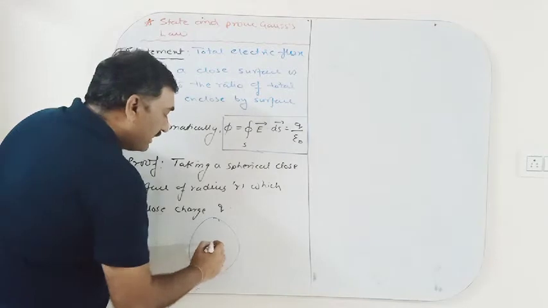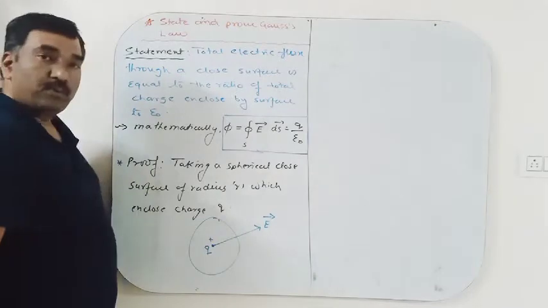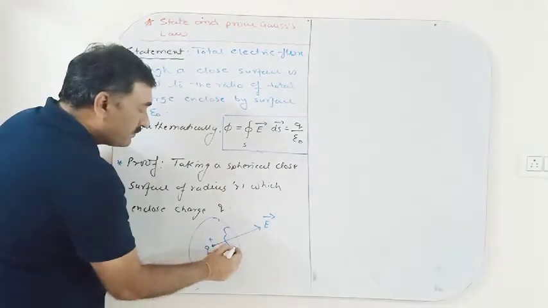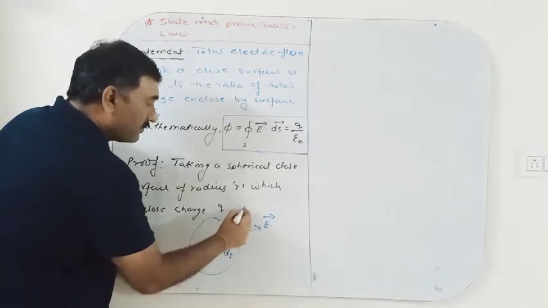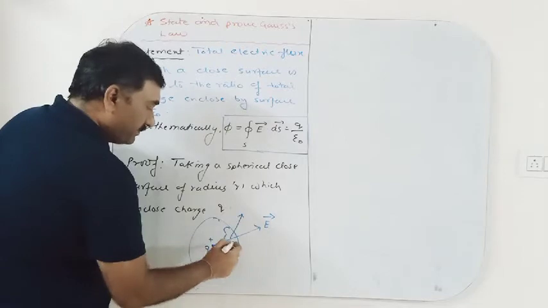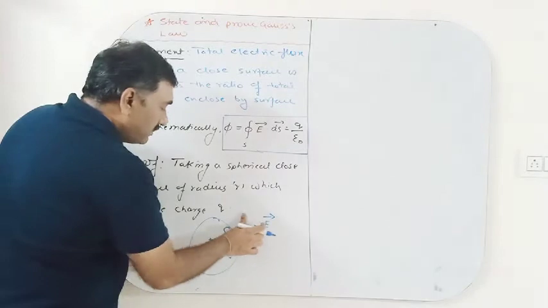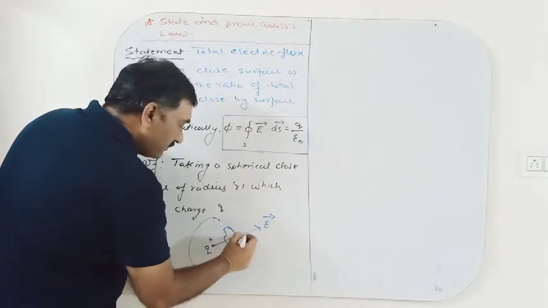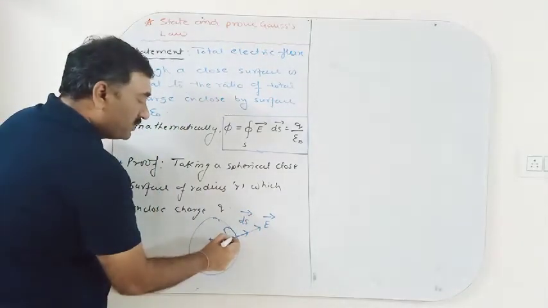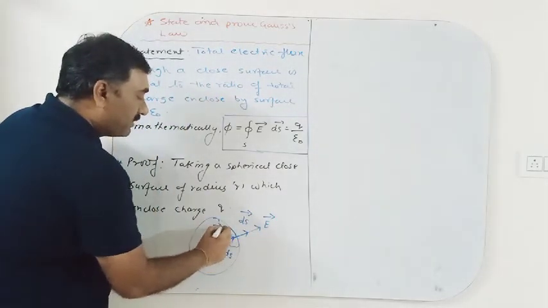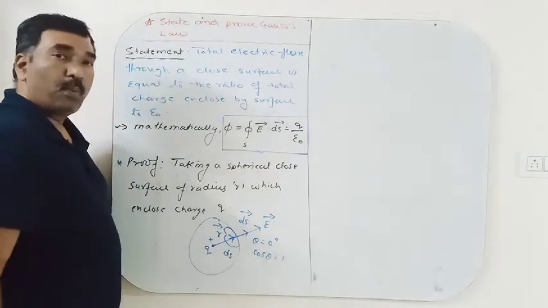Suppose it is a positive charge, so the direction of the electric field is radially outward, and we are taking a small surface element ds here. The area vector is always perpendicular to the surface, so here the area vector and the electric field are both in the same direction, and the position of this point P is given by the vector r. So theta is equal to 0, so the value of cos theta is equal to 1.